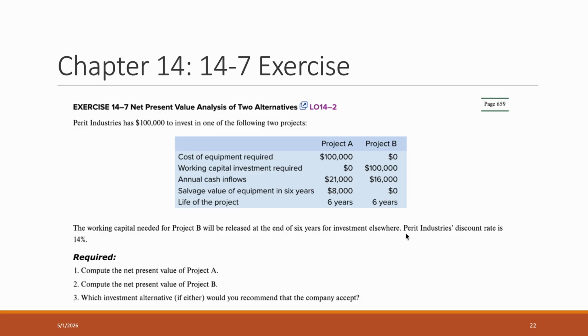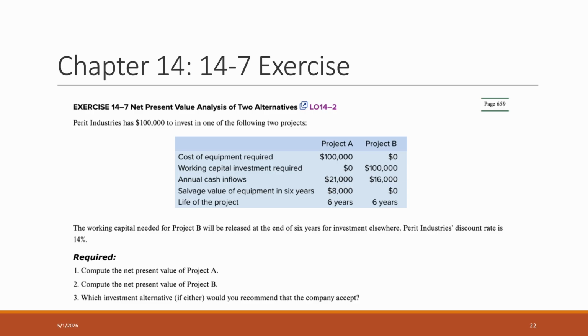Parent Industries' discount rate is 14%. So it's important to take note of that discount rate here because we're going to have to discount and find the present value of our cash flows in order to figure out what the net present value is for the total project. So what we're required to do here is compute the net present value of Project A and the net present value of Project B, and then make the decision which investment alternative you would recommend that the company accepts out of Project A and Project B. All right, so let's get started.